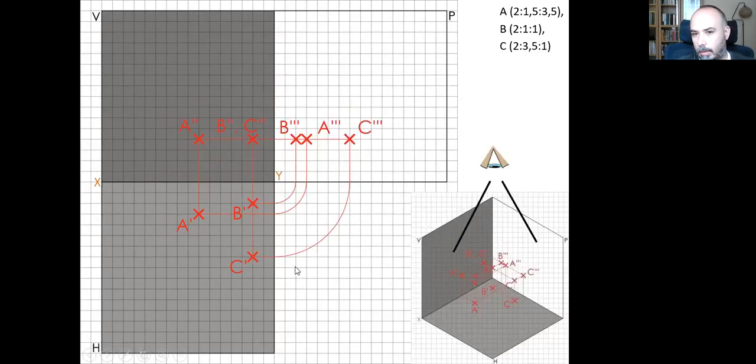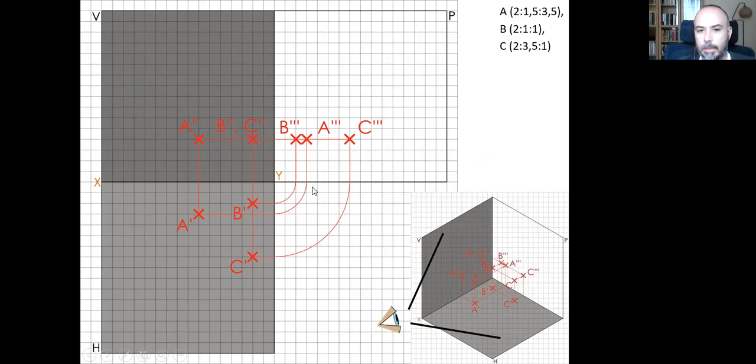Start looking at the system from above and use 3.5 interval and 1 distance to locate C prime. Carry this distance and combine it with level to get C double prime, and carry these two pieces of information to the projection plane here, the profile projection plane, to find out the location of C triple prime. And once I get all the points, I need to combine them 2 by 2.